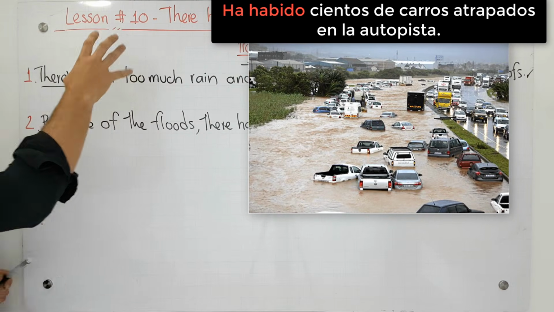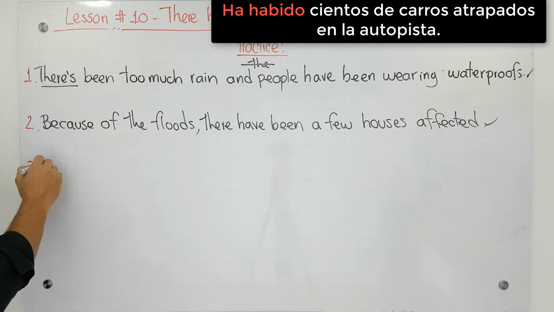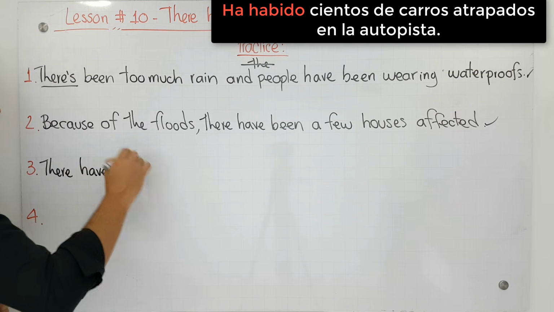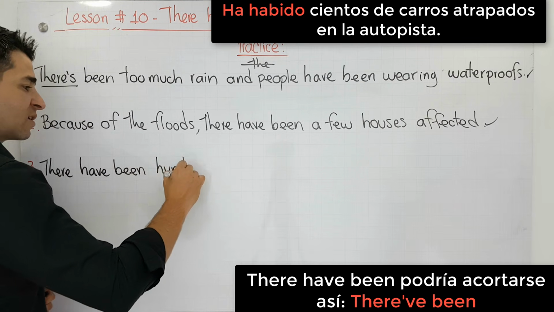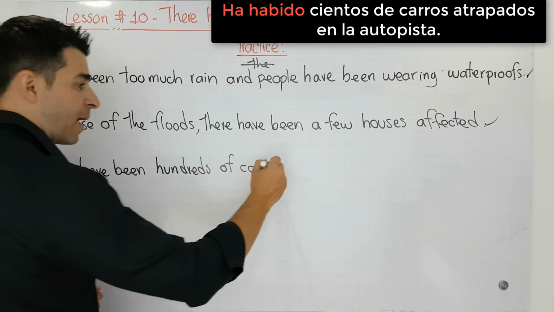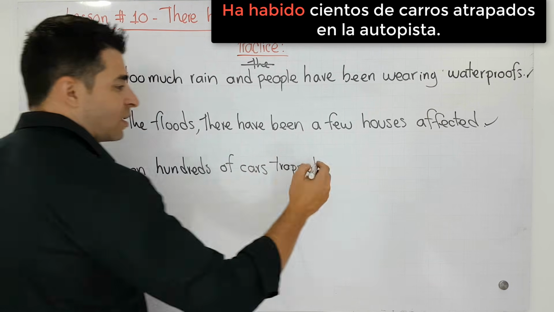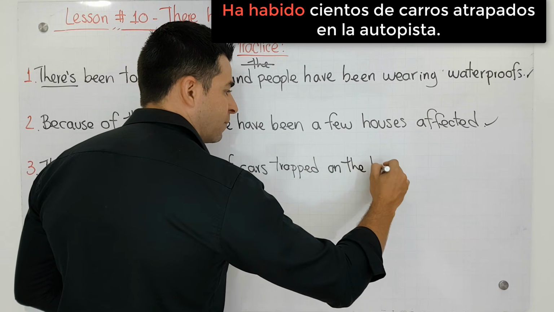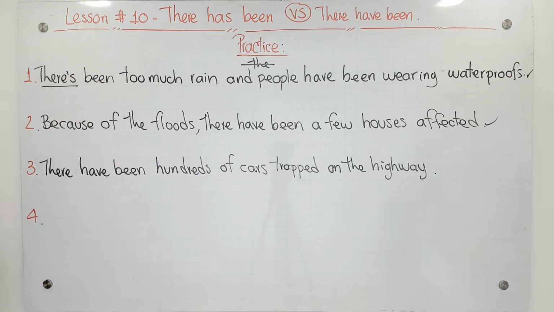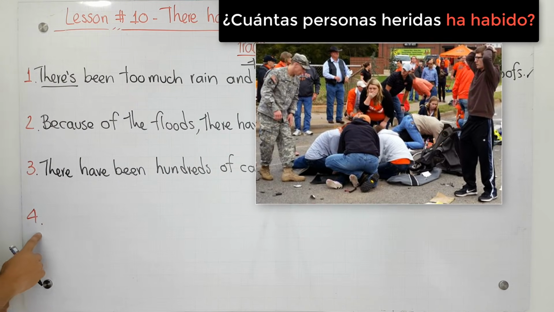Ha habido cientos de carros atrapados en la autopista. Entonces, ¿cómo haríamos esta oración? Let's do it together. We're talking about the cars. So in here we say, there have been. There have been, ahí tenemos ha habido. Cientos, the quantifier here is hundreds. Hundreds of cars, cientos de carros atrapados. Vamos a colocar aquí trapped. Vamos a colocar este adjetivo. Trapped en la autopista, we say here, on the highway. ¿Listo? Ahí tenemos la oración número 3 sin ningún problema. Mire todos los carros que se quedaron ahí atrapados. There have been hundreds of cars trapped on the highway. There is number 3. Look at this, number 4.